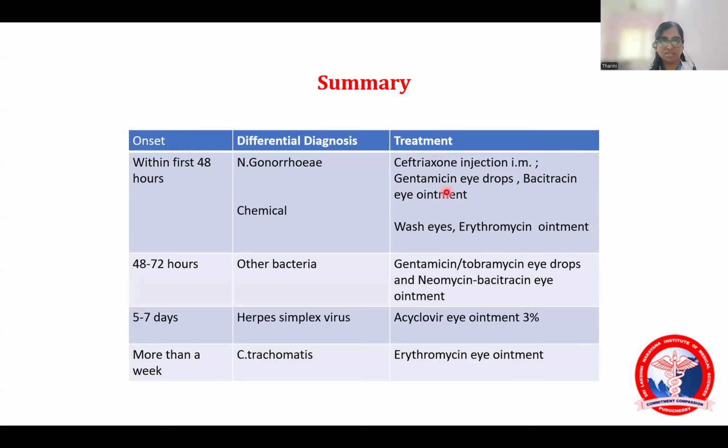Well, I am summarizing it. So when you see a child with conjunctivitis presenting within 48 hours of birth, then you have to think of gonococcal conjunctivitis or chemical conjunctivitis. The treatment for gonococcal conjunctivitis is IM injection of ceftriaxone, gentamicin eye drops, and bacitracin eye ointment. For chemical conjunctivitis, you have to wash the eyes and apply erythromycin ointment. At 48 to 72 hours, we can think of other bacteria, so we start gentamicin or tobramycin eye drops. At 5 to 7 days, HSV, so we start acyclovir 3%. More than a week, we have to think of chlamydia trachomatis. The treatment is with erythromycin eye ointment.